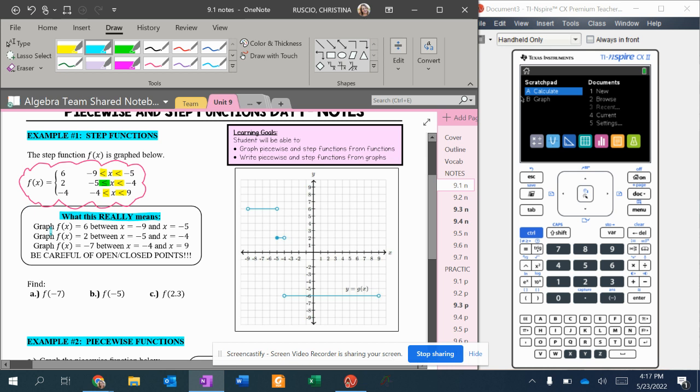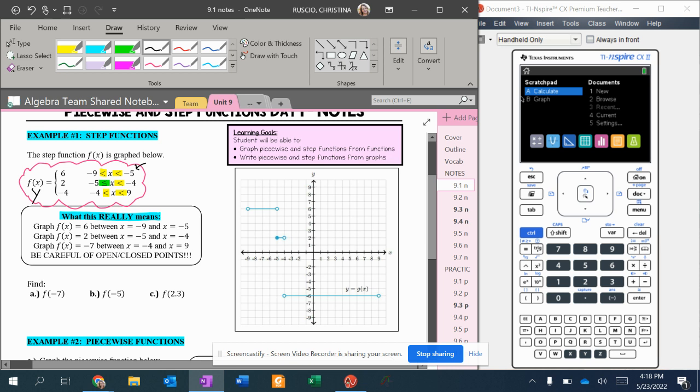Well, it means graph y equals 6, right? Isn't f of x the same thing as y? I'm just going to write that down so we don't forget it. Graph y equals 6 between x equals negative 9 and x equals negative 5. That's this little interval part of the step function over here. Okay, graph y equals 2 between x equals negative 5 and x equals negative 4. We're going to talk about those highlights in just a minute. And then the third piece is graph y equals negative 4 only where x is between negative 4 and 9.